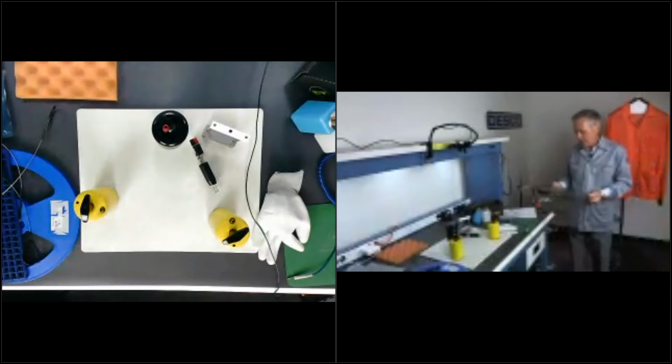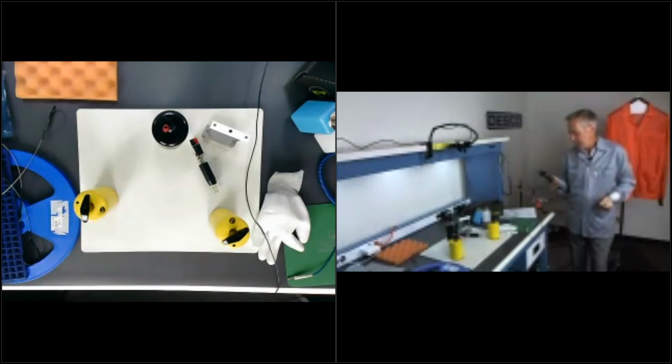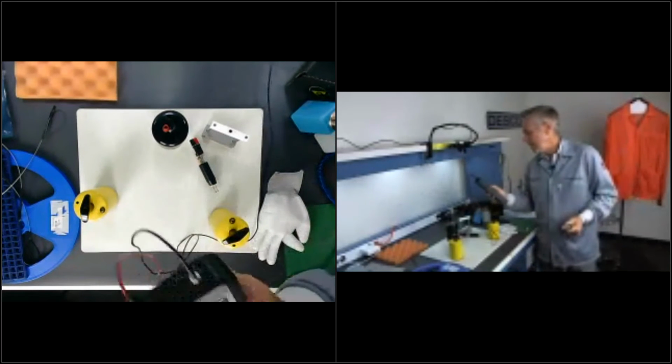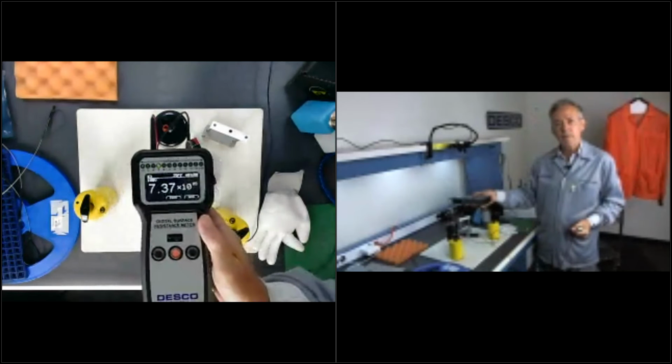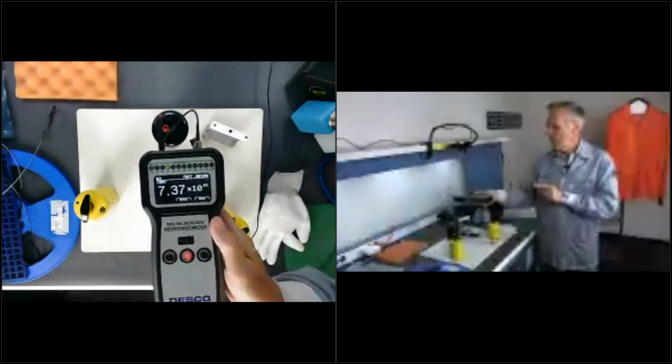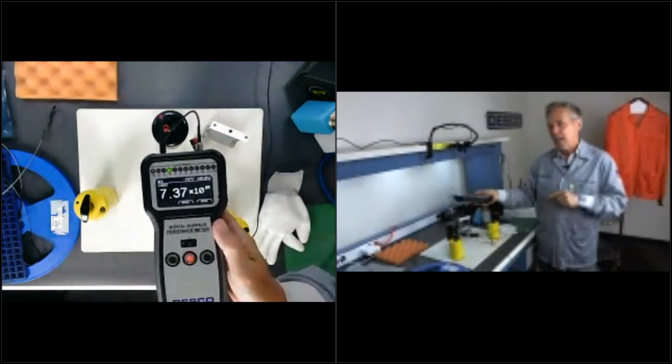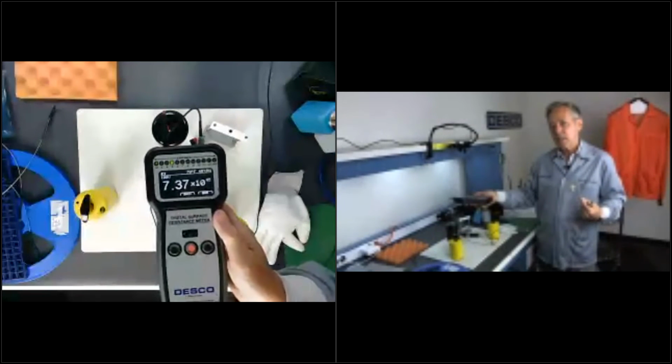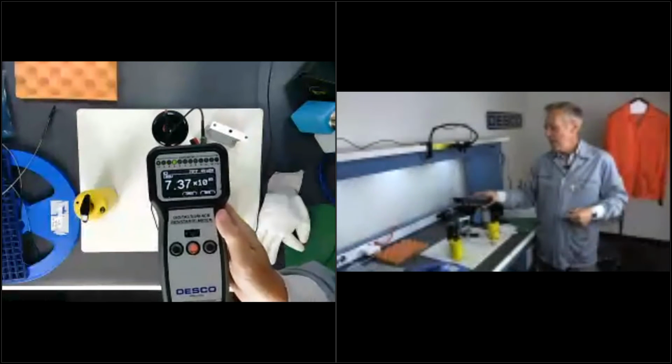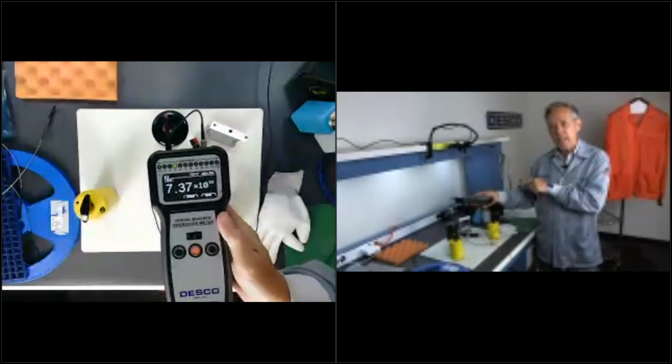So now I've got a resistive loop back to ground. I'm going to make my measurement, and I'll show you this in a minute. I get my test. Okay. 7.37 times 10 to the 5th. Now, one of the points I want to make on this is I have 1 megohm safety resistors in my foot grounders, but I measured less than 1 times 10 to the 6th.